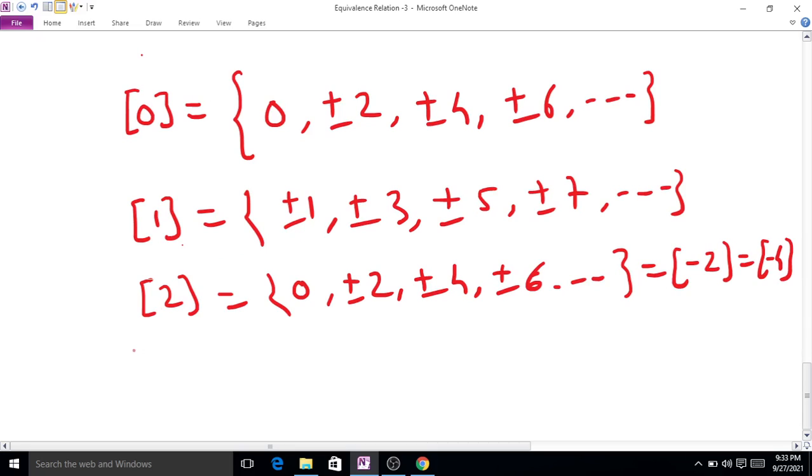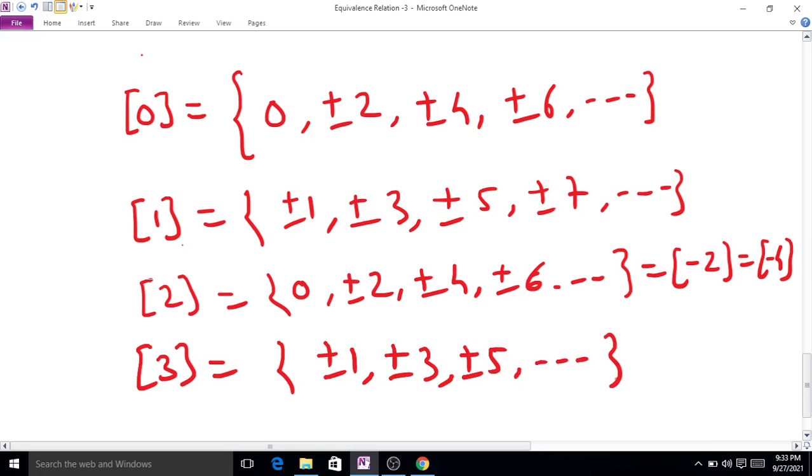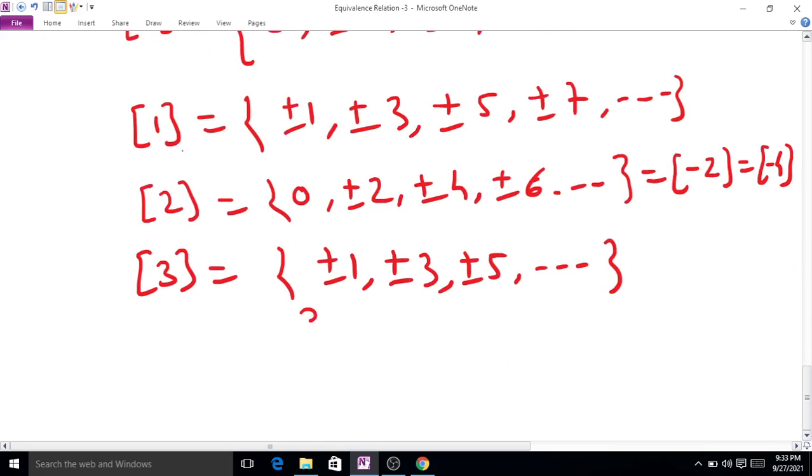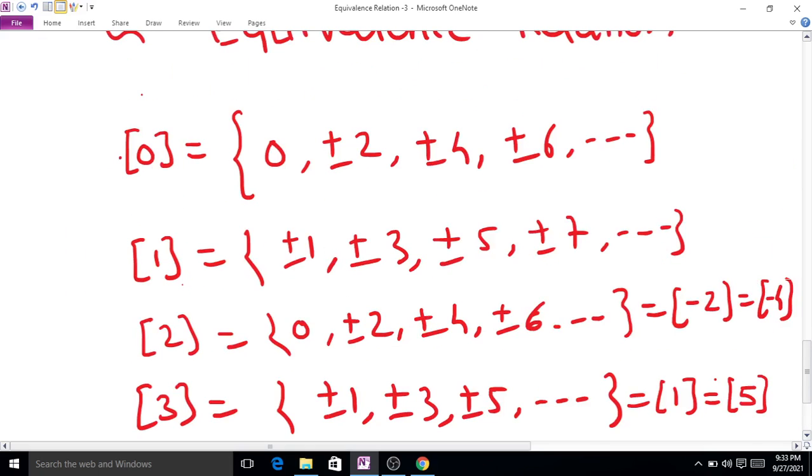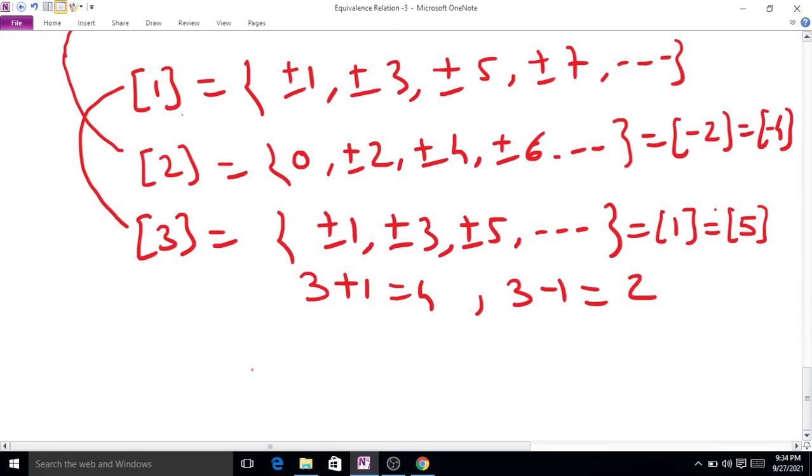Similarly, if you determine the equivalence class of 3, again it contains plus or minus 1, plus or minus 3, plus or minus 5 and so on, because 3 plus 1 is equal to 4, an even integer, and 3 minus 1 is 2, which is an even integer. Therefore the equivalence class of 3 is the same as the equivalence class of 1, which is the same as the equivalence class of 5 and of minus 1. So you can observe that the equivalence class of 0 is the same as that of 2, and the equivalence class of 1 is the same as that of 3, and therefore there are only two distinct equivalence classes, that is 0 and 1.